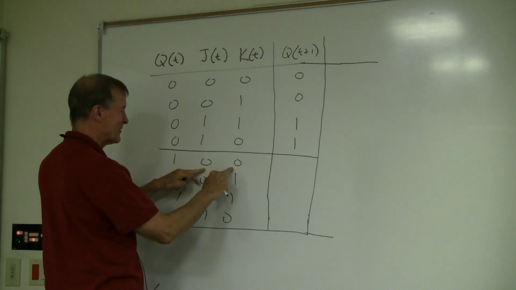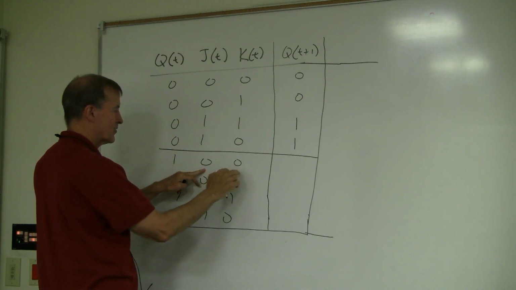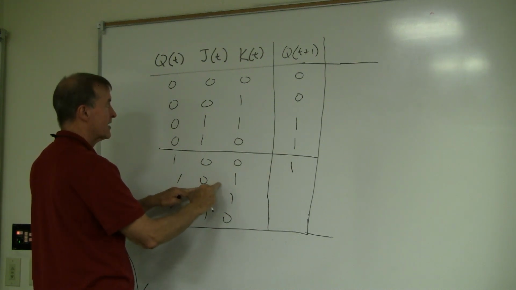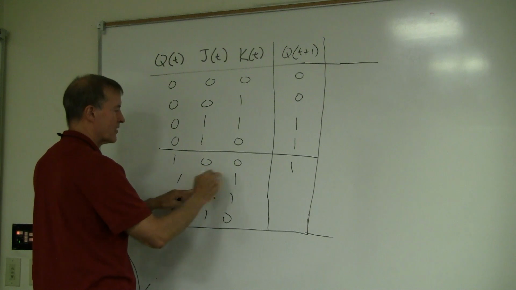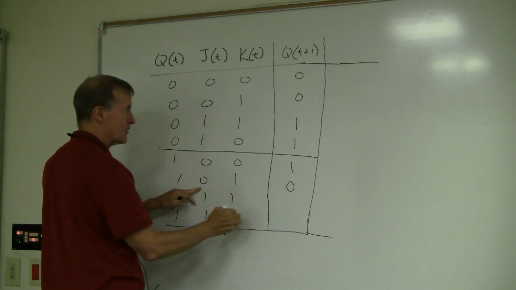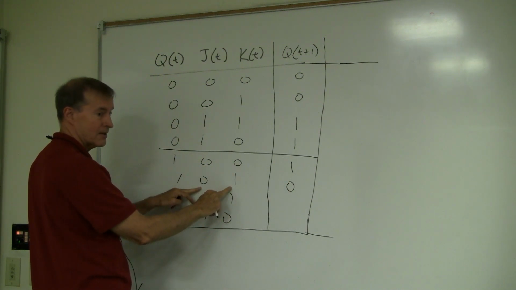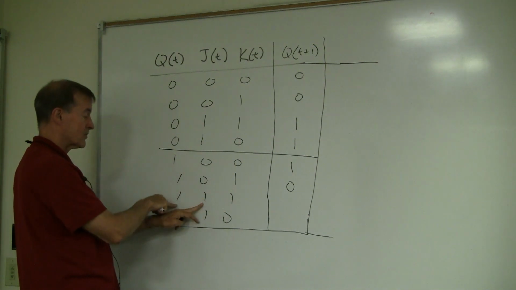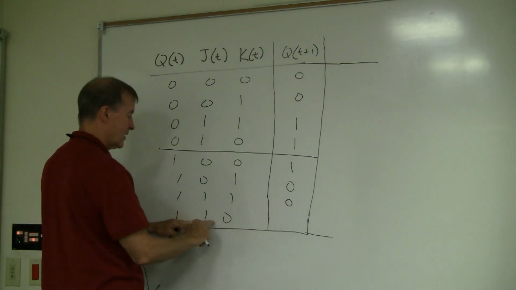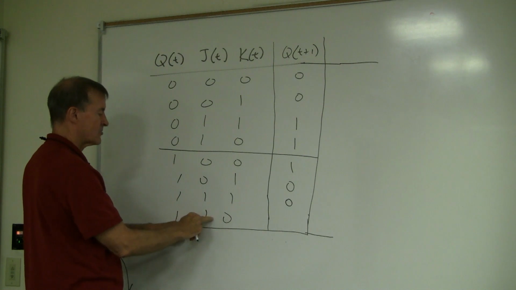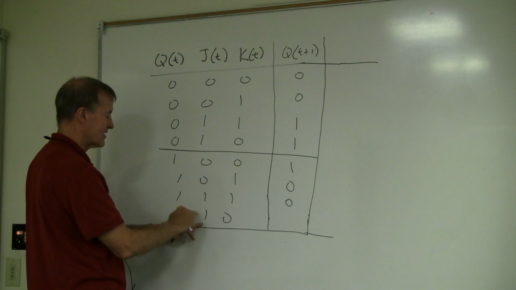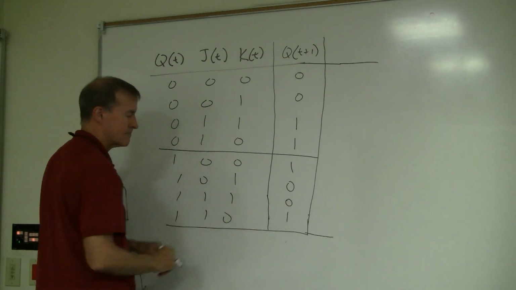Okay, so 0, 0 is what? That's the no change, so it stays 1. 0, 1 is the what? JK SR reset. So regardless of what this is, 0. Are you with me? Did I do that right? 1, 1 is the what? That's the toggle. So what happens to this state? We flip it to 0. 1, 0 is the what? JK SR set. So this is the set. So regardless of what this is, 1. Right?